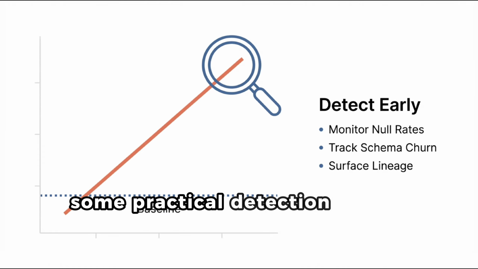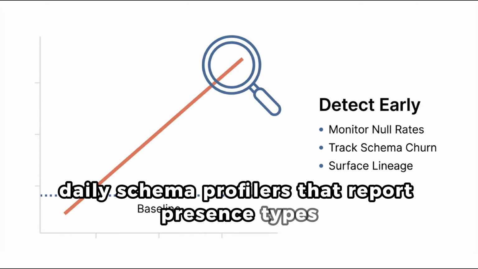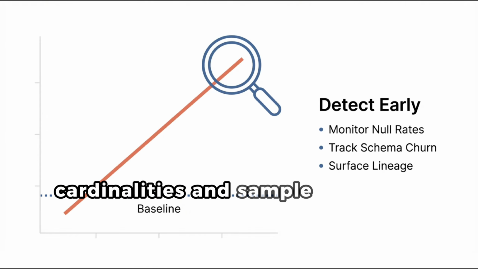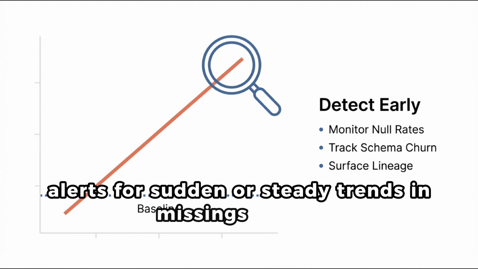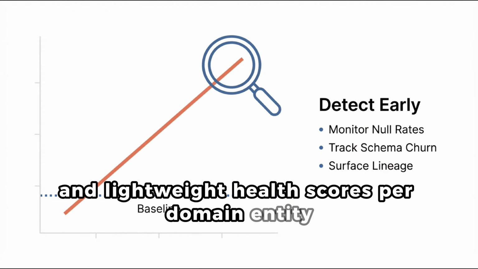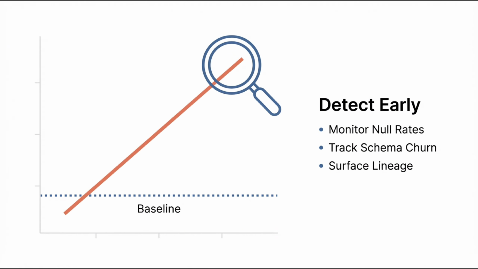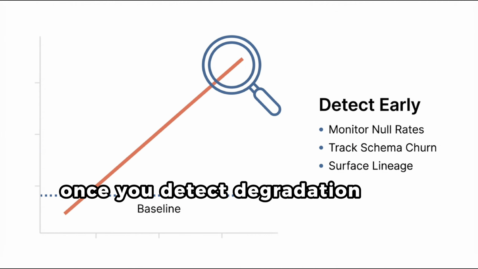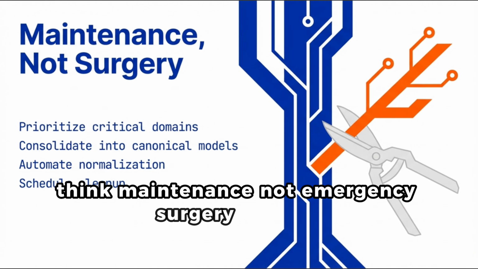Some practical detection checks. Daily schema profilers that report presence, types, cardinalities, and sample values by source. Alerts for sudden or steady trends in missingness or type mismatch, and lightweight health scores per domain entity that combine these signals into an at-a-glance indicator. Once you detect degradation, how do you respond? Think maintenance, not emergency surgery.